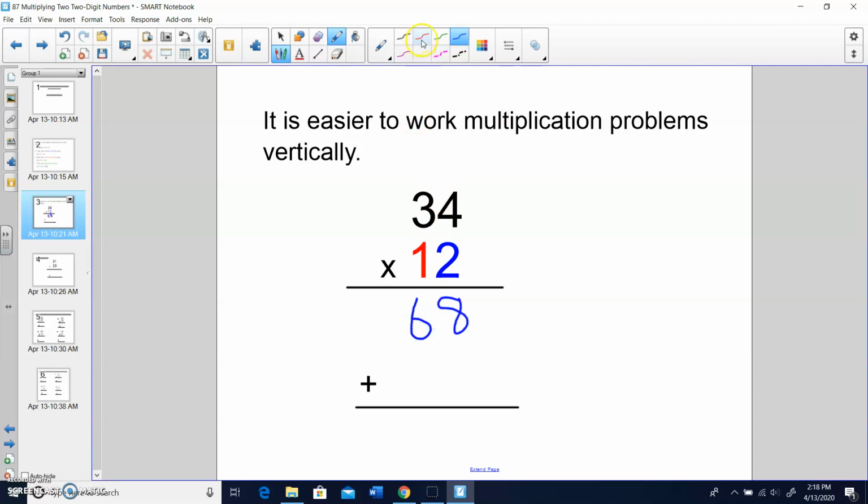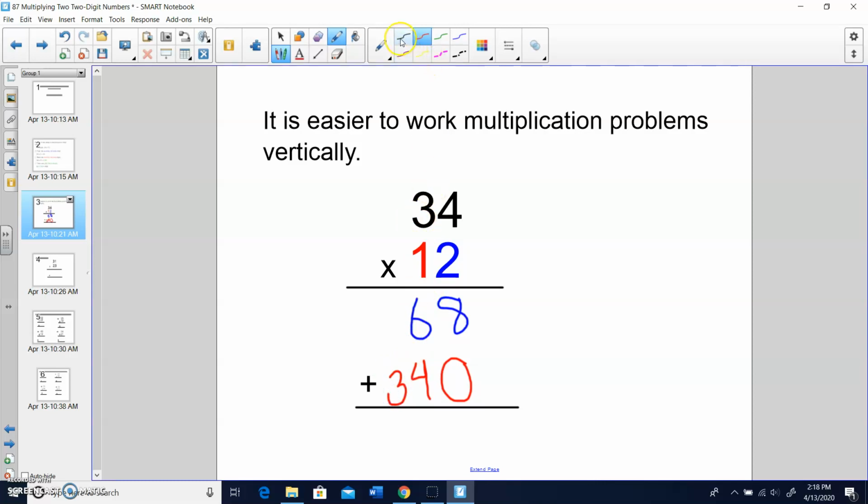Okay, second we move to the tens place. Since I'm moving to the tens place, I have to remember that I'm going over to this column. So I'm going to put a 0 here to hold the ones place, so I remember not to put my answer there. We don't have any ones we're working with this time, so I'm putting a 0 there to represent that. So 1 times 4 is 4, and 1 times 3 is 3.